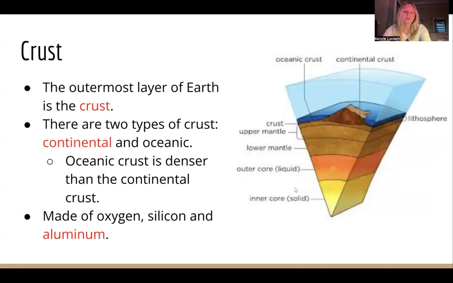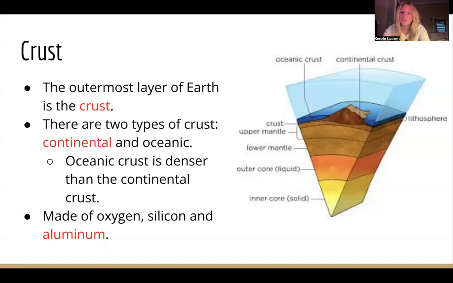Okay, so the crust is our outermost layer of Earth, and we have two types. We have continental and we have oceanic. Like we said in the video, continental is those lands. It's our continents. That's where the word continental comes from. It's the crust that makes up our land. And then we have our oceanic crust, and that is at the bottom of the ocean floor, underneath all the water. And in the video, they also said that oceanic crust is denser than the continental crust.